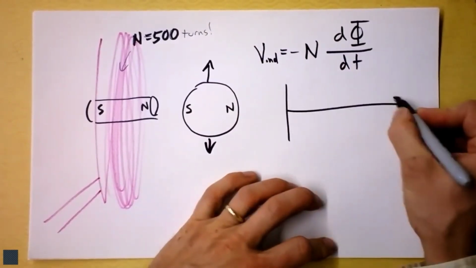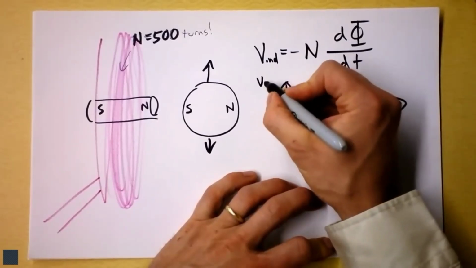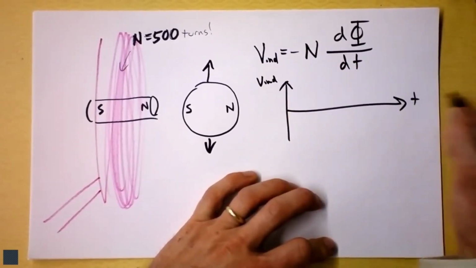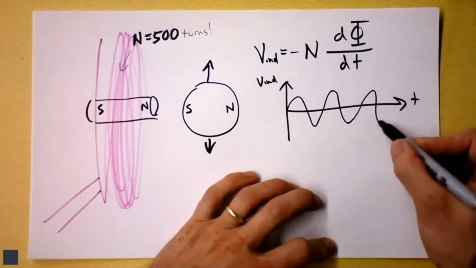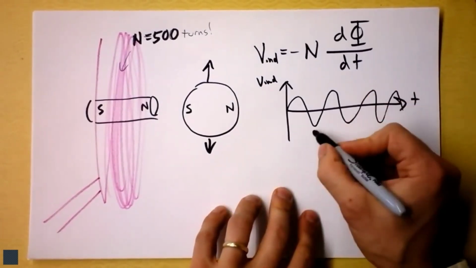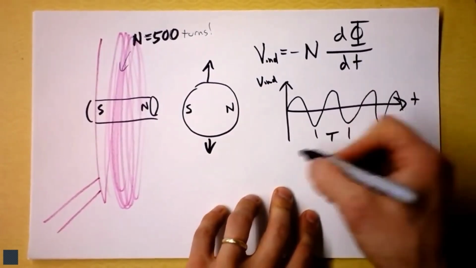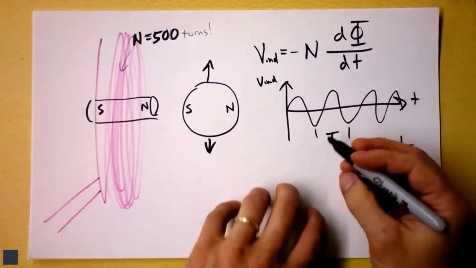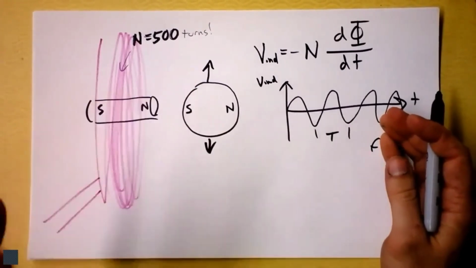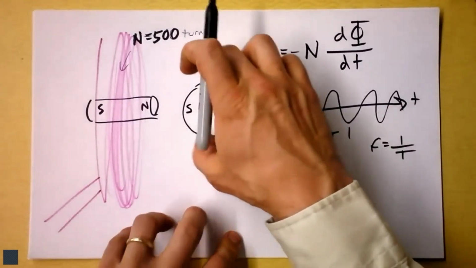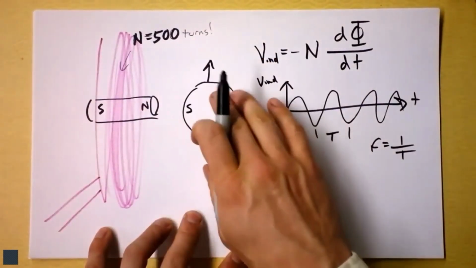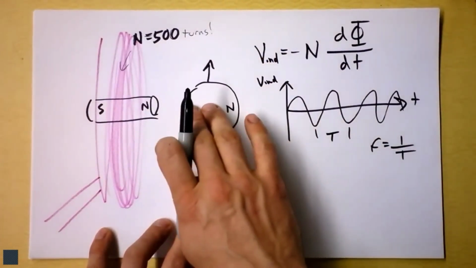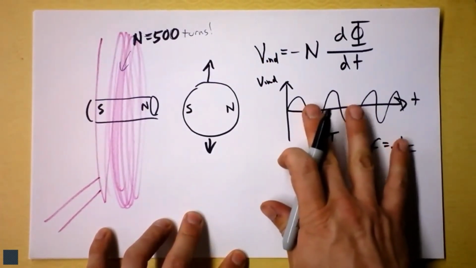And we're probably going to get a graph that looks kind of like this. V induced as a function of time will be like this, and this is like a period or something, and 1 over that would be the frequency, which will correspond to and be exactly the frequency of the vibrating guitar string. So the information about how the guitar string is vibrating is carried in the induced voltage.